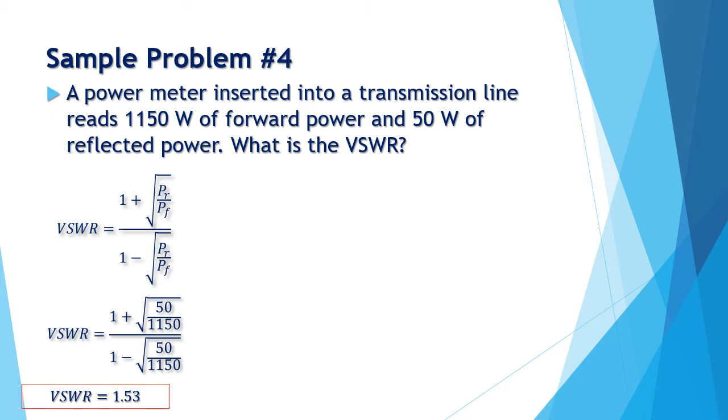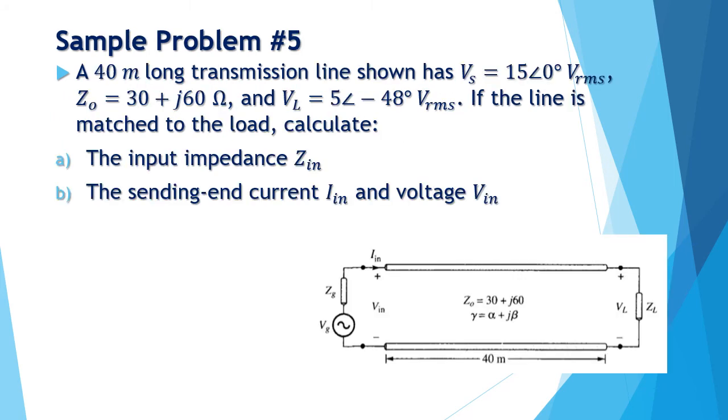Next, for the last problem, we have sample problem number 5. A 40-meter long transmission line shown has a V sub S equal to 15 angle 0 degrees VRMS, Z sub O equals 30 plus j60 ohms, and V sub L equals 5 angle negative 48 degrees VRMS. If the line is matched to the load, calculate the input impedance, Z sub in, the sending end current, I sub in, and the sending end voltage, V sub in.